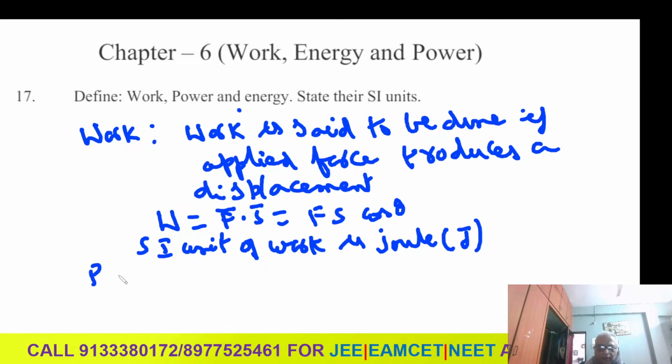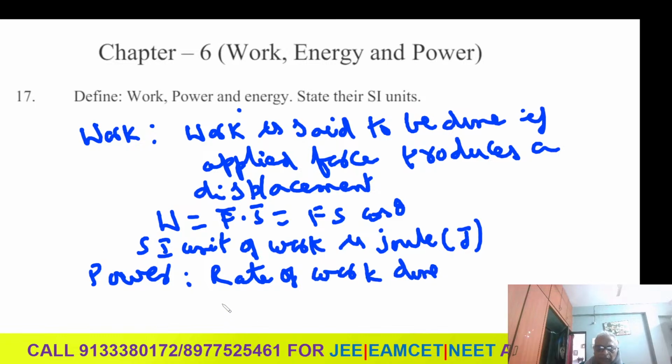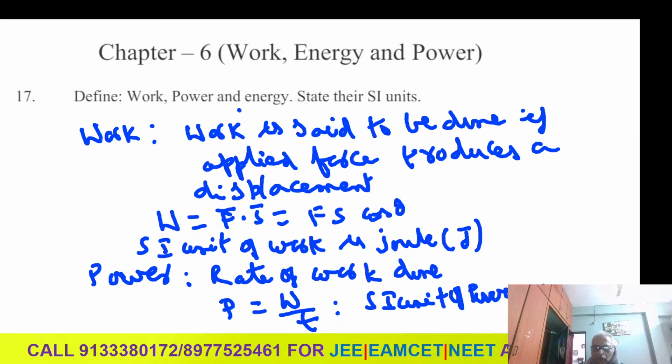So power, what is power? Power is the rate of work done, or work done per unit time. Power is given by the letter P. P is given by the formula work by time. SI unit of power is watt, W-A-T-T, or in short form you can write W.